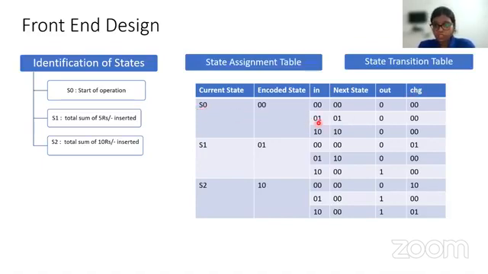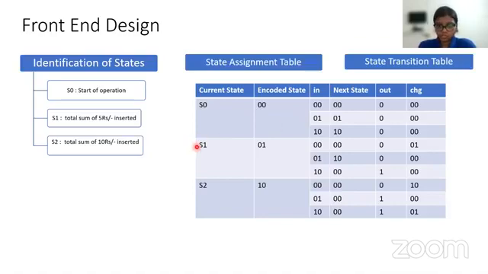So at S0, if we are inserting a 5 rupees coin, then my machine will move to the 01 state, which represents S1. So it will be moving to the S1 state, and still the total sum is not 15, right? So there will be no output, there will be no change. At S0, if we are inserting a 10 rupees coin, in that case the machine will be moving to the 10 state, which is my S2 state. Still the total sum is not 15, so there will be no output, there will be no change. So this is with S0.